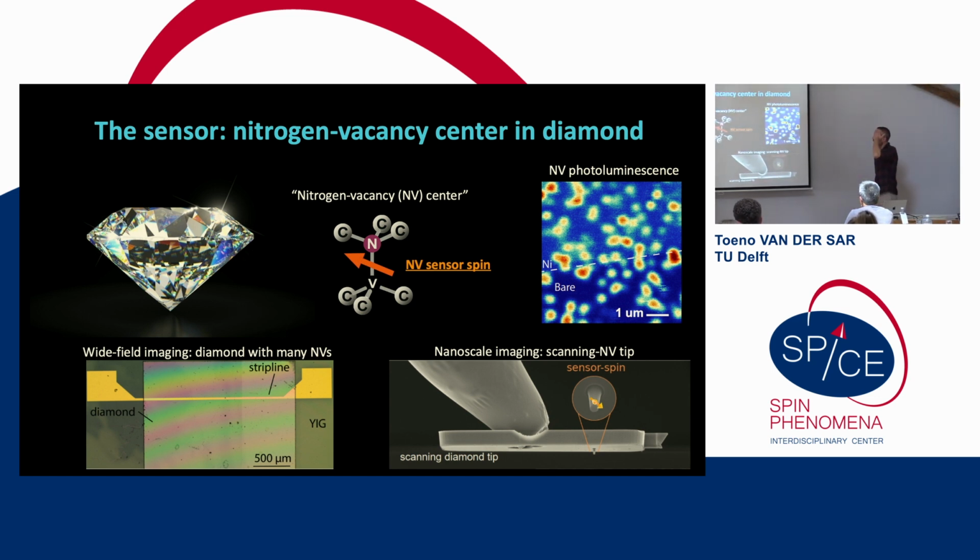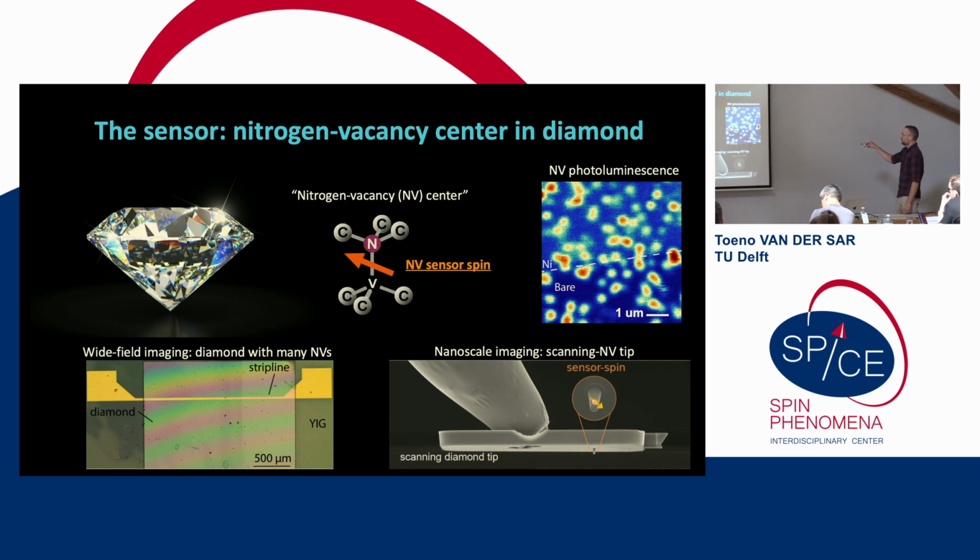The sensor of today is the nitrogen vacancy spin in diamond. It's an atomic defect in diamond, on which already a few talks have been given, fortunately, so I don't have to introduce it too much. But it's an atomic defect that has associated with it an electron spin, and we use that electron spin as a magnetic field sensor.